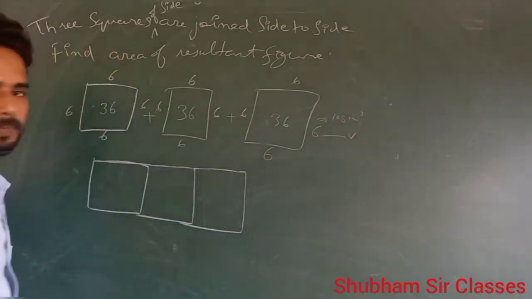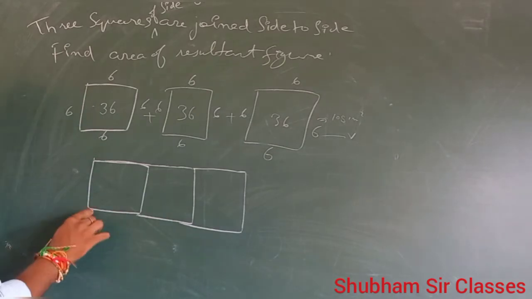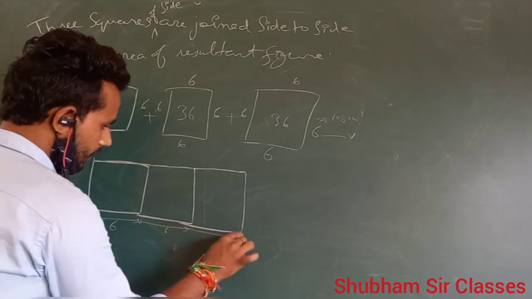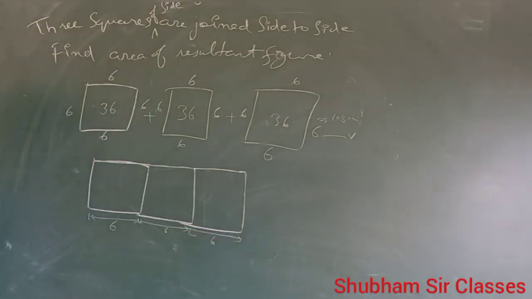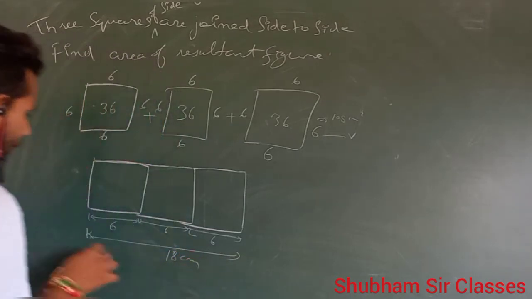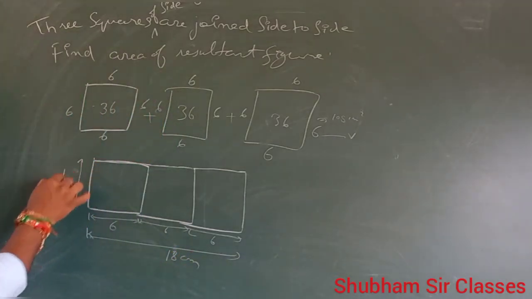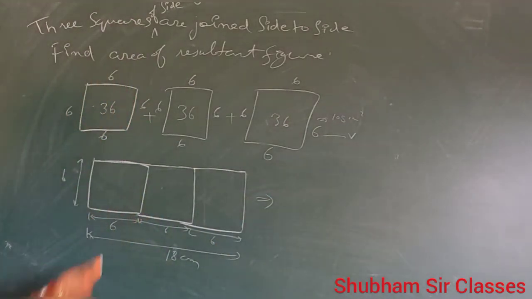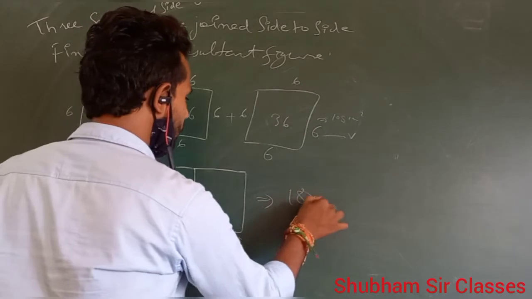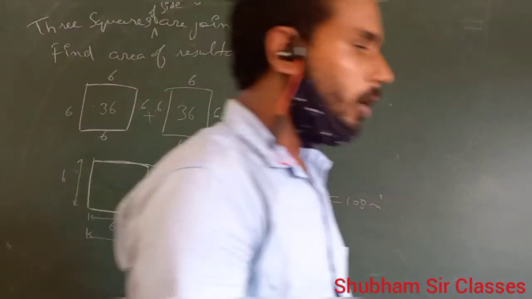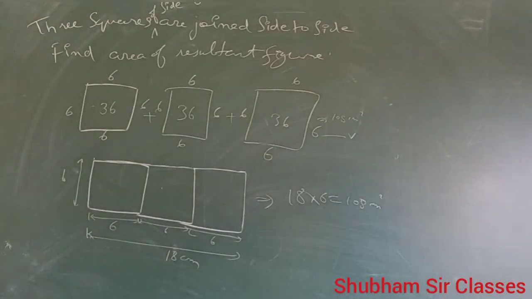centimeter square area. Or directly, this length is 6, this length is 6, this length is 6. So the total length will be 18 centimeters and this height is 6. The resultant is a rectangle, and the area of a rectangle is 18 into 6, that is 108 centimeter square. This is the area. So in this way, you have to find the area of a combination of figures.